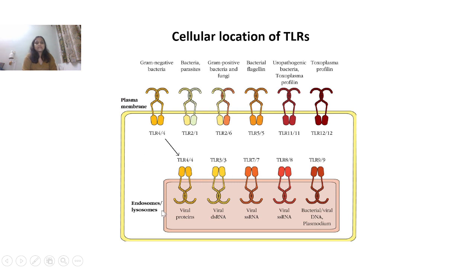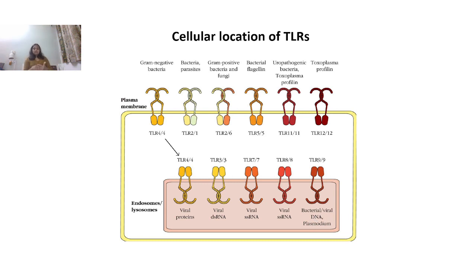And apart from that, in endosomes there are also present TLR4, which can recognize viral proteins, TLR3, which can recognize viral double-stranded RNA, TLR7 homodimers, which can recognize viral single-stranded RNA, TLR8 can recognize viral single-stranded RNA, as well as TLR9, which can recognize bacterial or viral DNA or plasmodium.